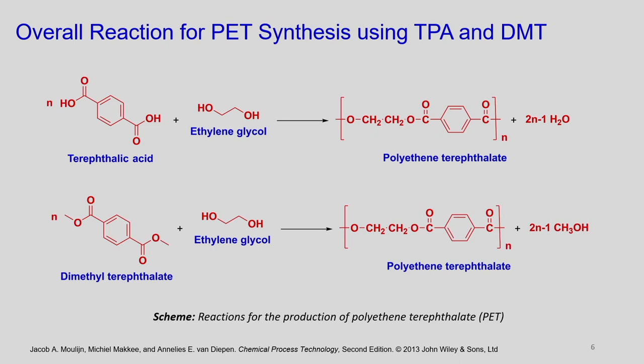And the overall reaction for the PET synthesis: both these starting materials, that is the monomers, are used for the manufacture of the polymer, which is PET. So if you see, the terephthalic acid is here, it is reacted with ethylene glycol. So it's a polycondensation reaction. You have ethylene glycol reacting with the acid to form polymer and water. Polycondensation means water is condensing out. So you have this polyethylene terephthalate, PET, as we commonly know it.